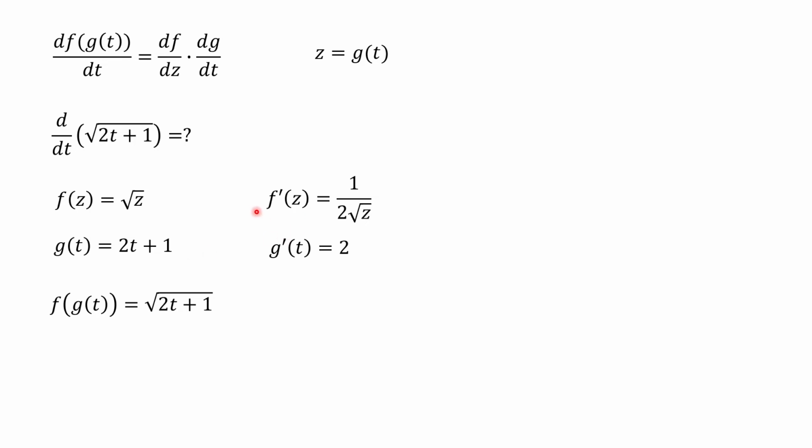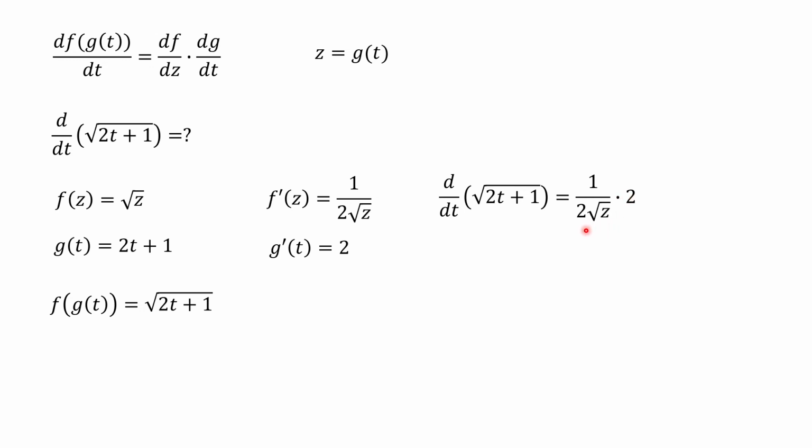Again, the first function f is with respect to its argument z, the second function with respect to its argument t. Okay? And now what we need to do is multiply both of them together. This is what we're going to get. The next thing we notice is there's 2 in the denominator and 2 in the numerator. We can cancel them out.